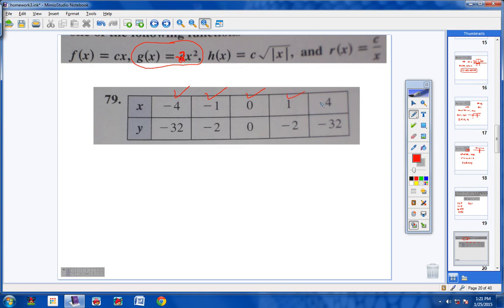Now we're going to put 4 in, and we better get out -32. Put a 4 in. 4 times 4 is 16. Times -2 is -32. So this model right here, hold on one second. This model right here is the model that you would use for number 79. Okay? Alright, so there we go. We found it. Now, moving on to number 81.